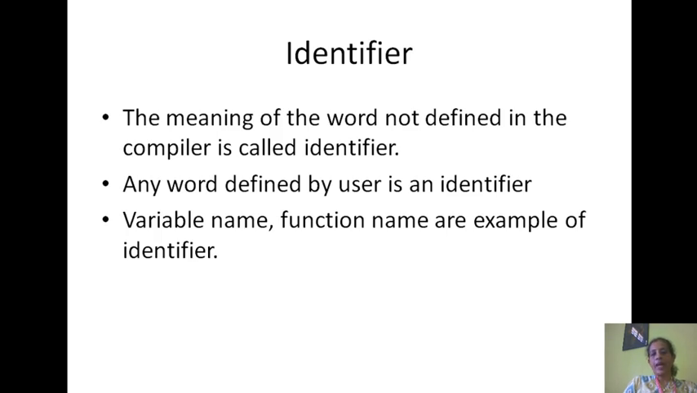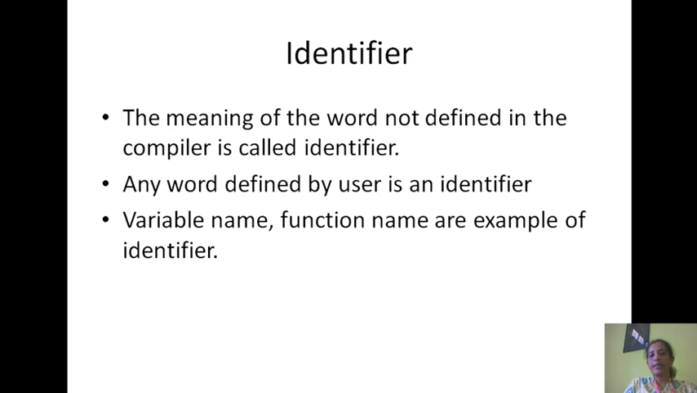Next one is the identifier. That one is also used to write C++ programs. Identifier means a word whose meaning is not defined in the compiler. That one is called an identifier. Or in simple language, we can say an identifier is the reverse of a keyword. The meanings of keywords are already defined in the compiler, whereas the meanings of identifiers are not defined in the compiler.